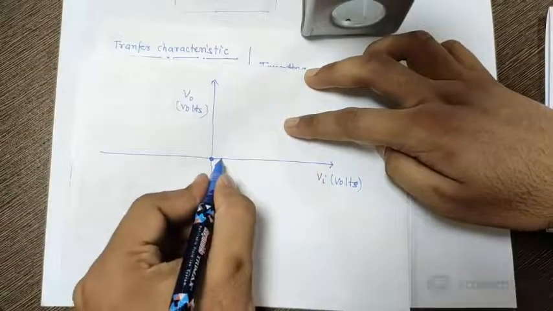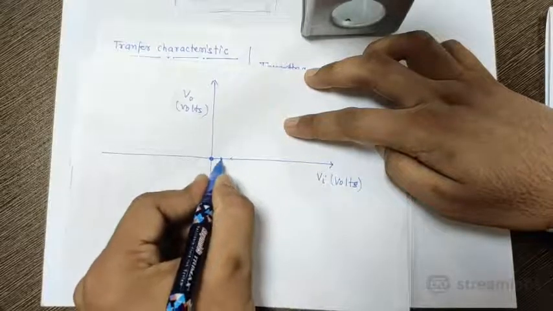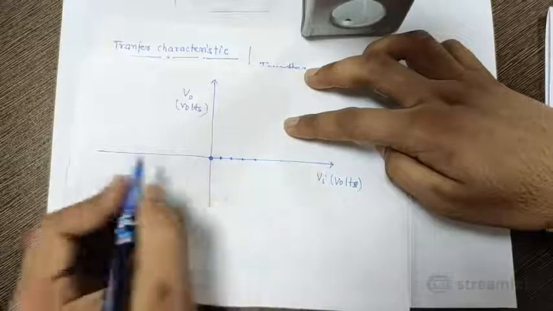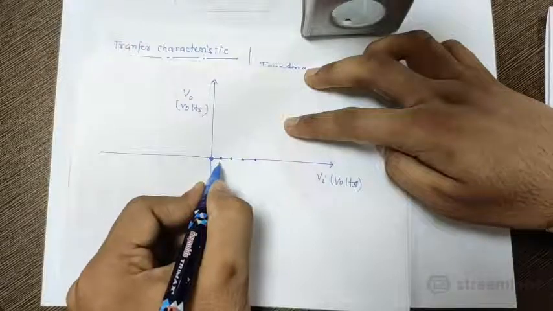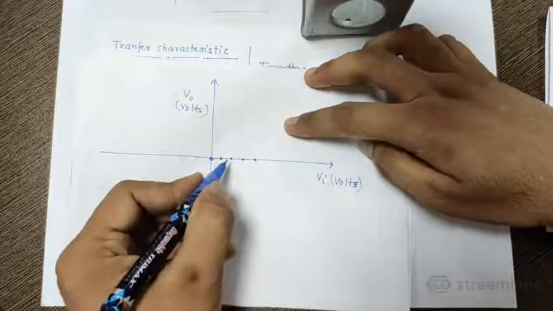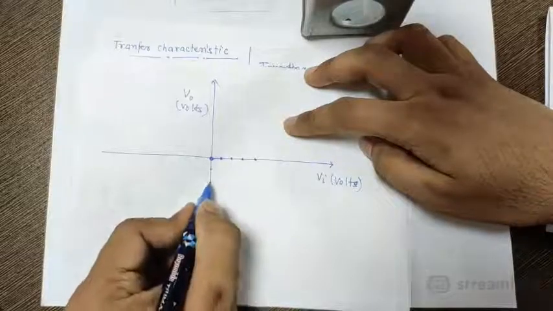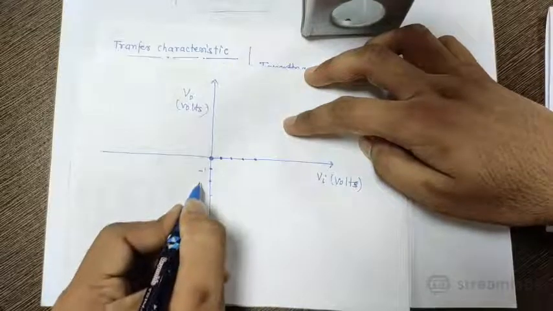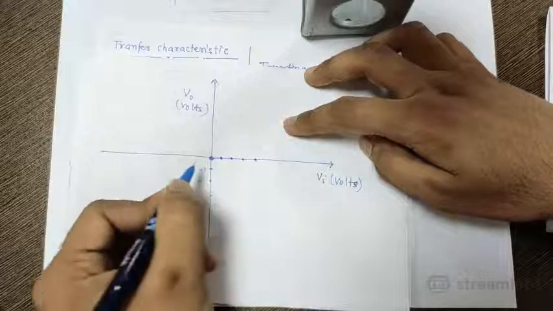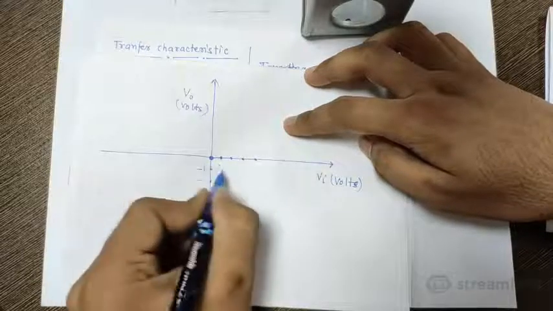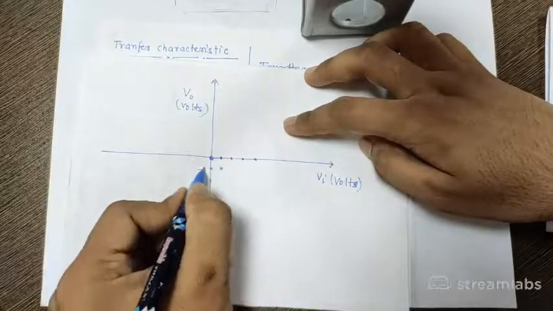When I am increasing the input, when input is 1 volt, output is minus 2 volt. So let me take some points here also. This is minus 1 volt, minus 2 volt, like this.